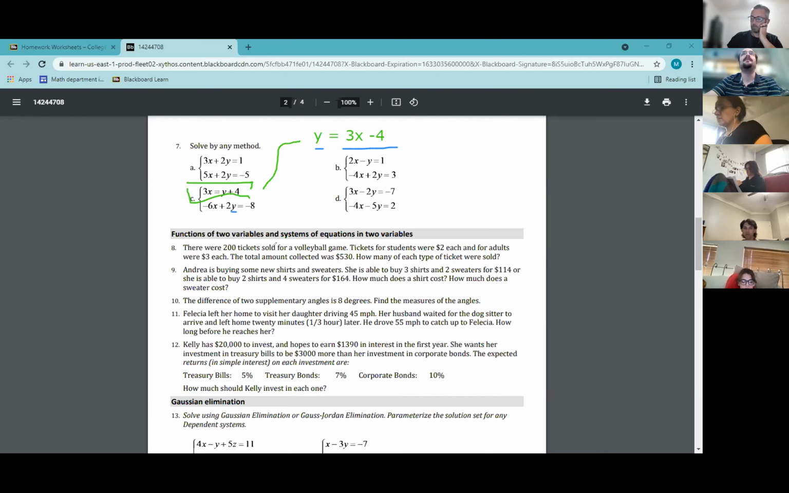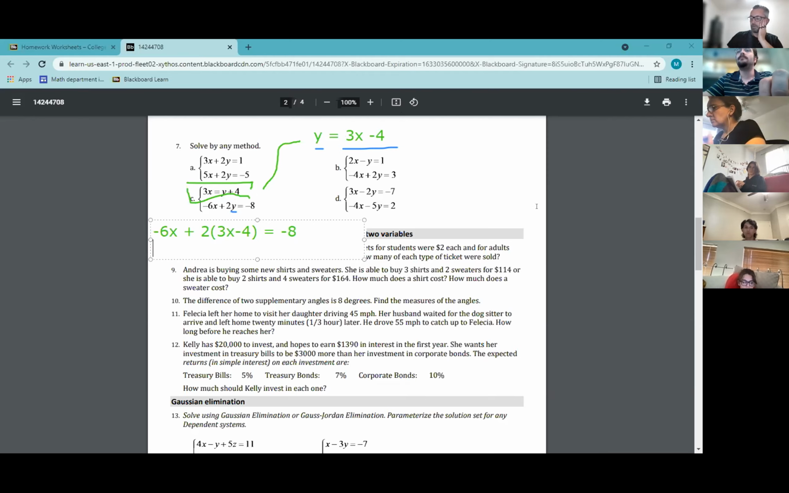So here's where I have a y. I want to take this equation, which is negative 6x plus 2y equals negative 8, but I don't want y in there anymore. I want the thing that's called 3x minus 4. So negative 6x plus 6x minus 8, which is negative 8.